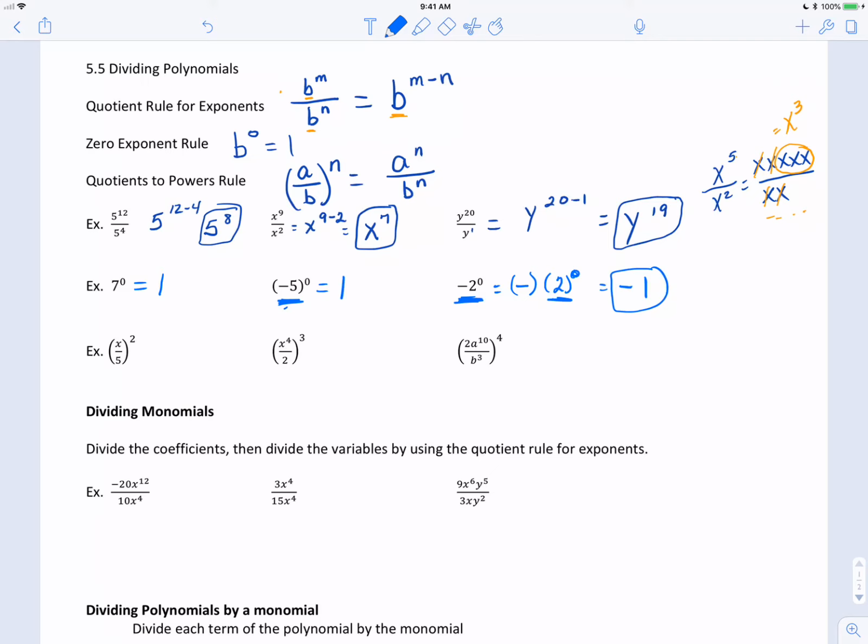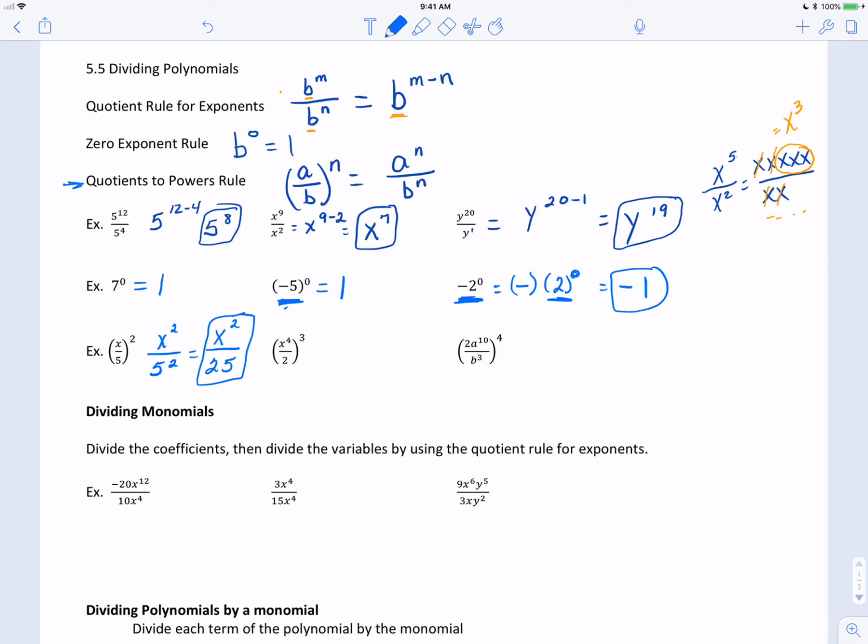All right, so our last rule says that if it was quotient to powers rule, if it's in parentheses as a division problem and it's brought to a power, everything is brought to that power. So that means x is brought to the power and 5 is also brought to that power. Well, we could evaluate that a little bit further and just say x squared over 5 squared, which is 25. 5 times 5. Remember, not 5 times 2.